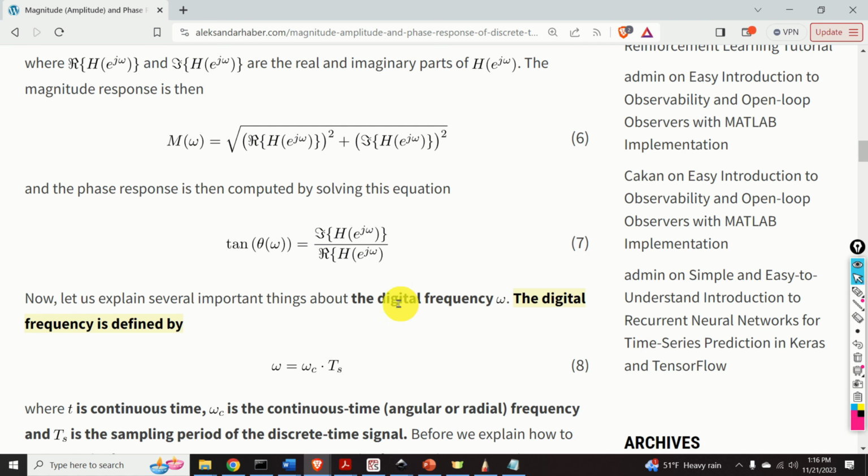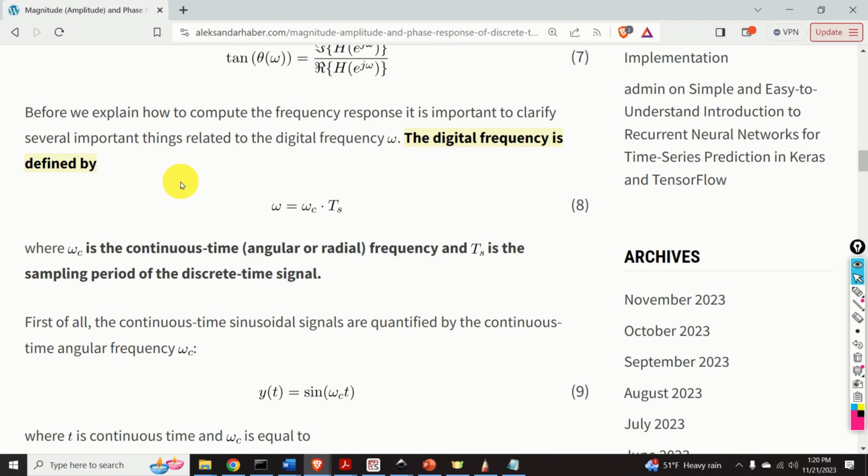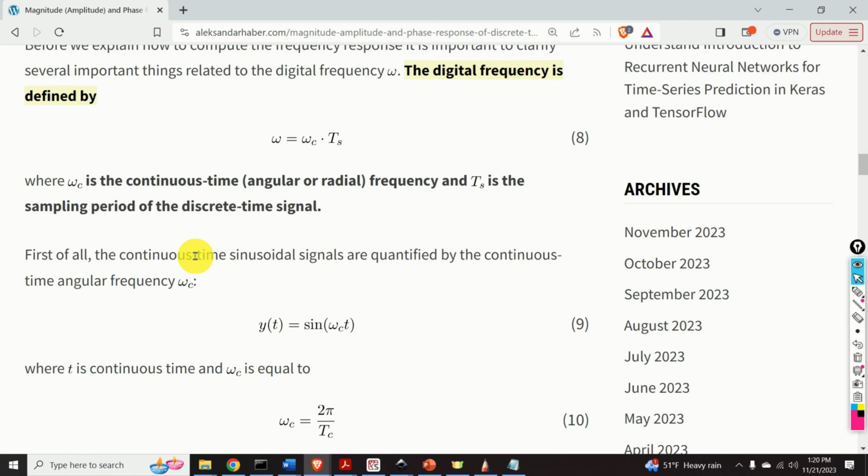Before we explain how to compute the frequency response, it is important to clarify several important things related to the digital frequency omega. The digital frequency is defined by this equation. That is, omega is equal to omega_c multiplying T_s. Over here, omega_c is the continuous time angular frequency and T_s is the sampling period of the discrete time signal. Let us explain the continuous time frequency and the sampling period.